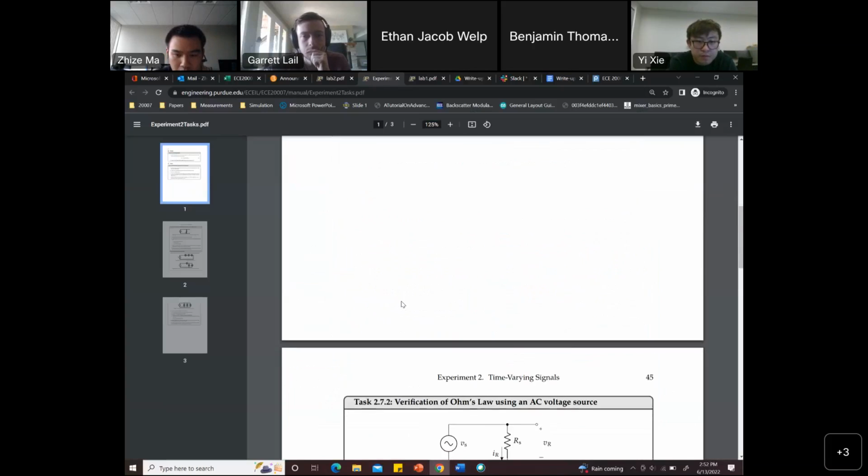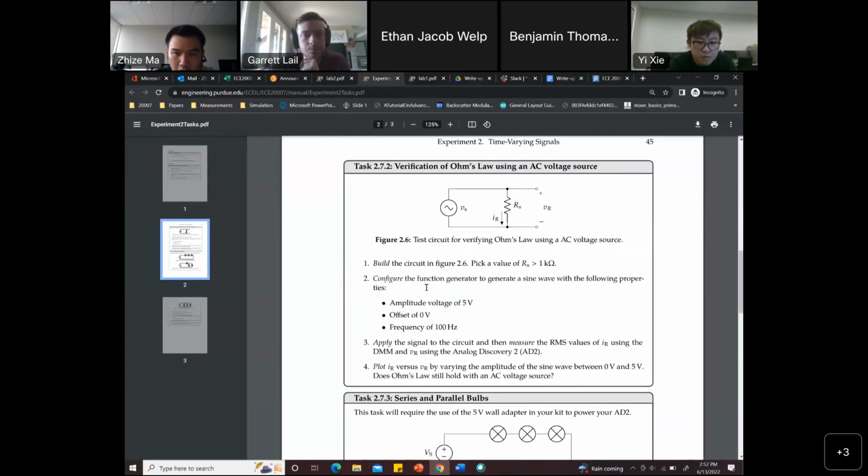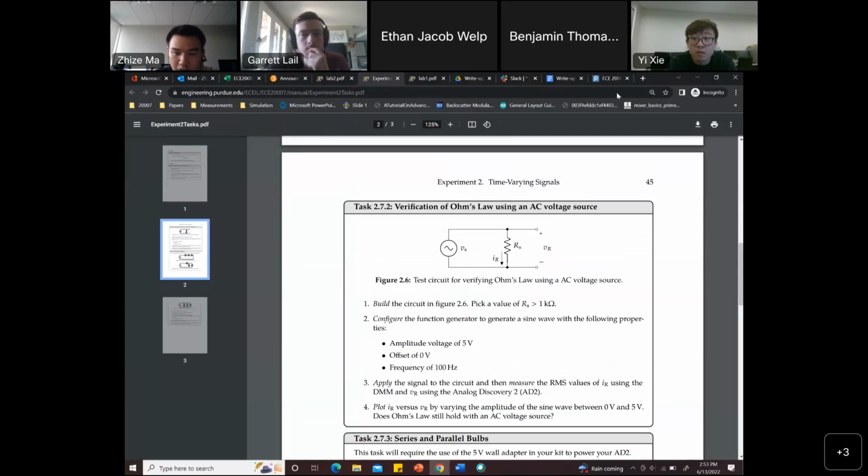Let's say task 2. In task 2, they're going to build a circuit similar to lab 1, but they're going to use an AC voltage source, and still they're going to verify Ohm's law. I think this is the first time they're going to measure the voltage and current in a real circuit. For the voltage, they can use AD2 to measure it. For the current, they can use the DMM.